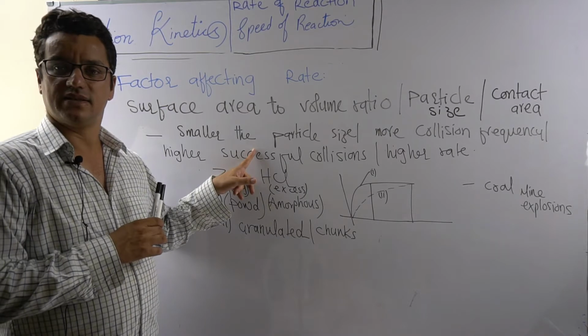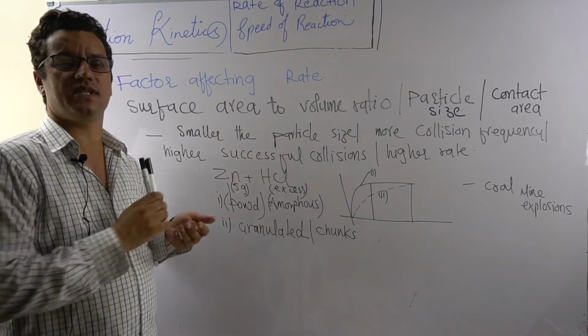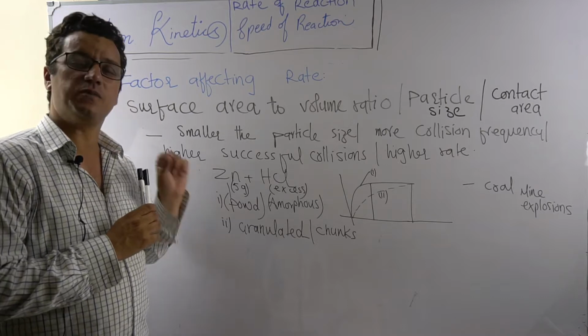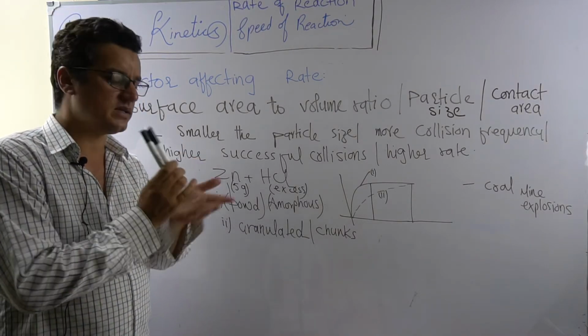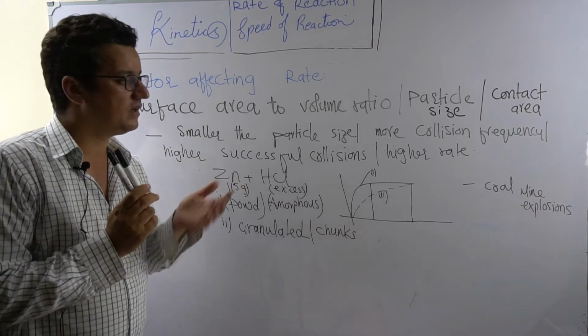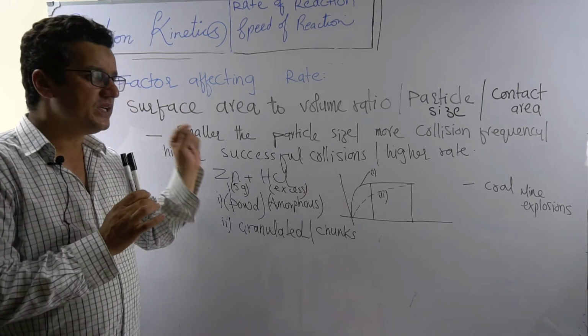The smaller the particle size, the more finely ground a substance is. Okay, it is powdered, it is amorphous, powdered. Like talcum powder, it's flying. Then it means more collision frequency.